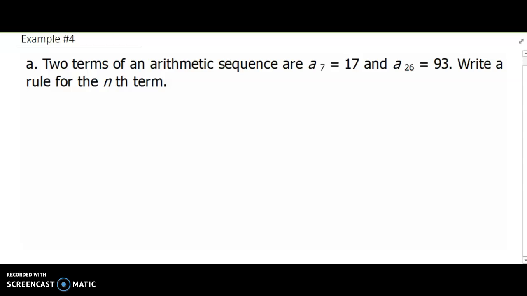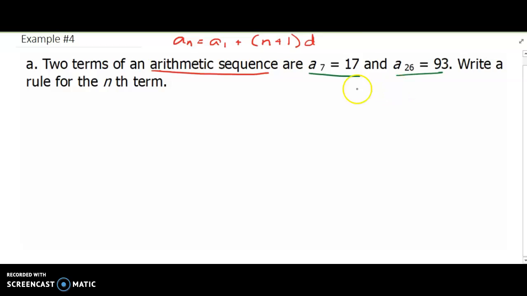All right, let's look at example 4. Now this one's a little more complicated. I do still have an arithmetic sequence, so I'm still going to use a sub n equals a1 plus parentheses n minus 1 times the common difference. Remember, you will have to know this equation for tests and quizzes. Now, I'm given two sets of solutions. I'm given that a sub 7 is 17 and a sub 26 is 93.